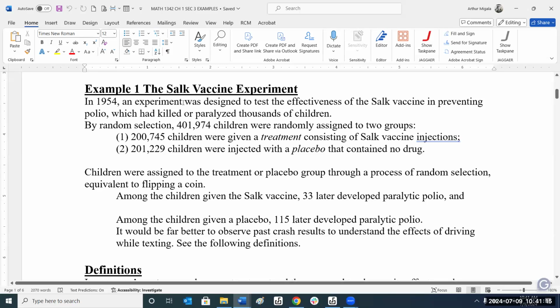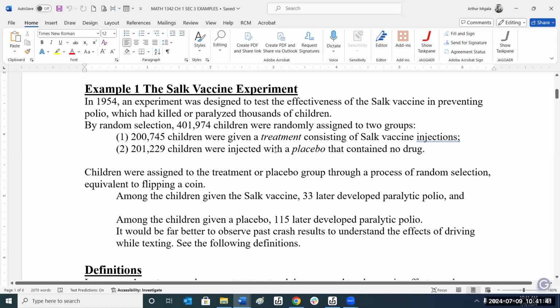In 1954, an experiment was designed to test the effectiveness of the Salk vaccine in preventing polio, which had killed or paralyzed thousands of children before then. By random selection, 401,974 children were randomly assigned to two groups. 200,000 were given the treatment of the new injection of the new medicine, and 201,000 were given placebos.